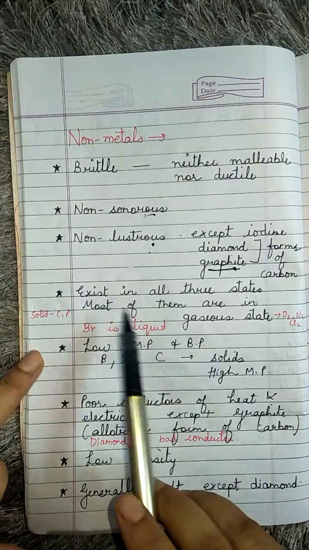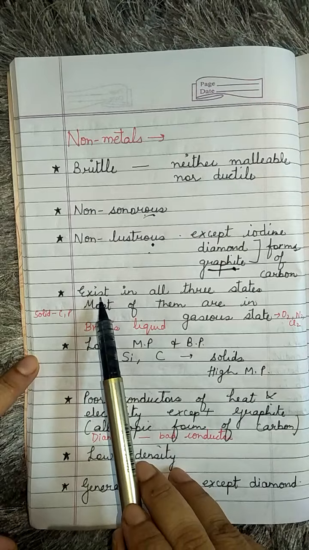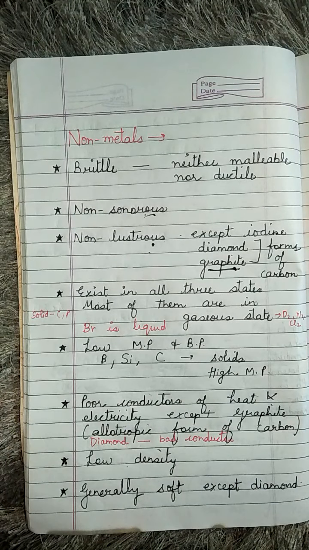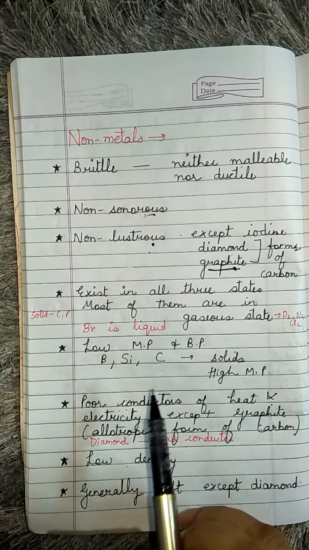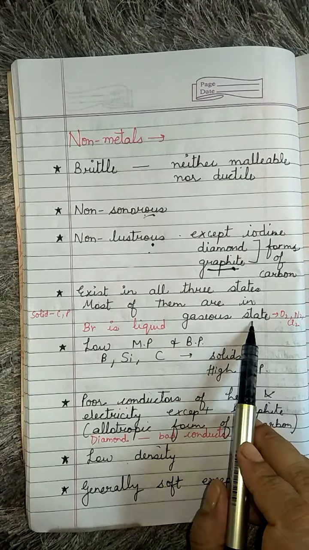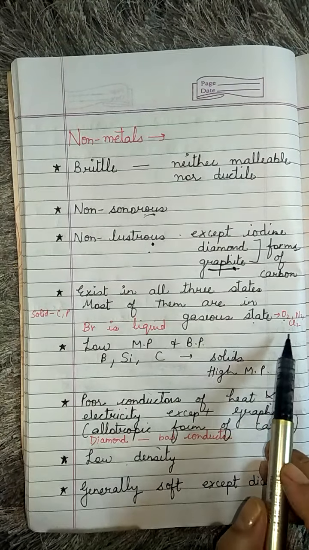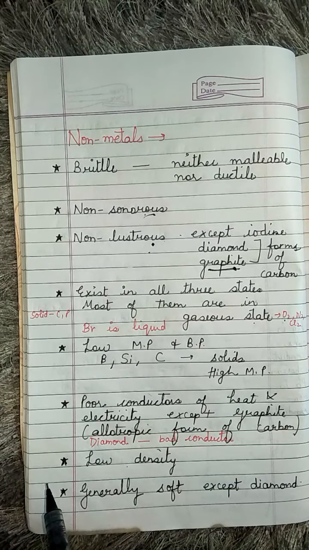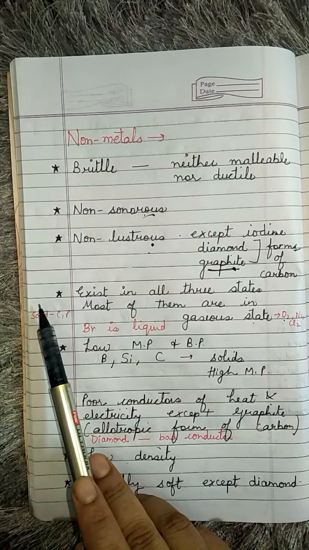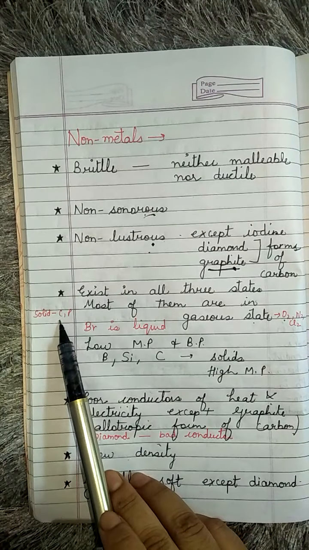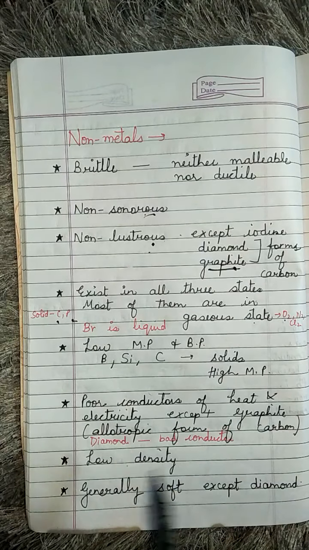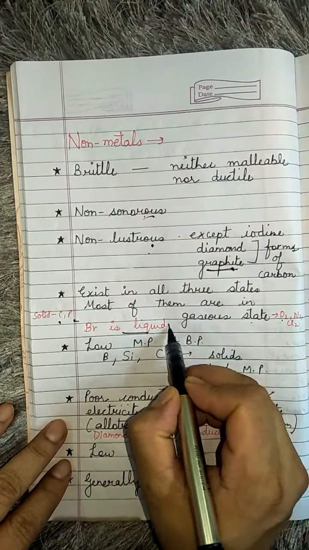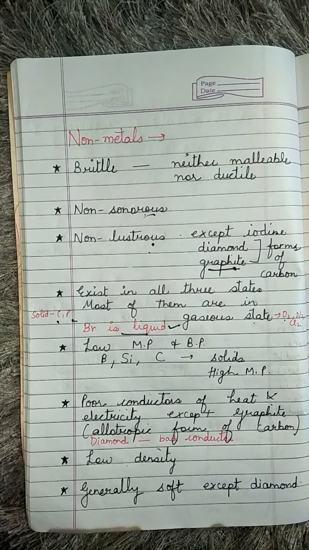Fine. Then next, they exist in all three states: solid, liquid and gaseous. Most of them are in the gaseous state, for example oxygen, nitrogen, chlorine, etc. If we talk about the solid state, the main examples are carbon and phosphorus, and bromine is the liquid. Very important: bromine is the liquid non-metal.